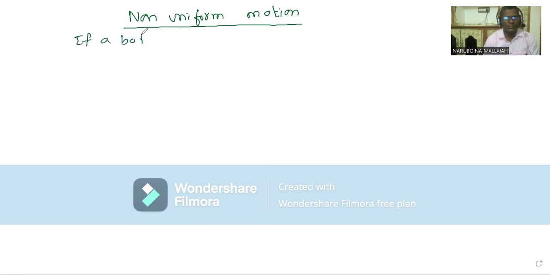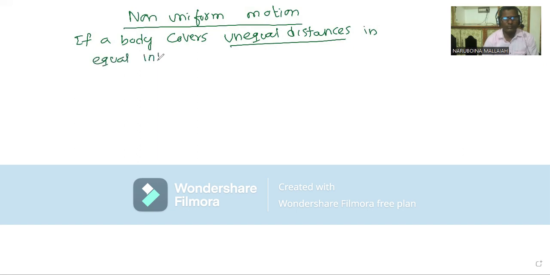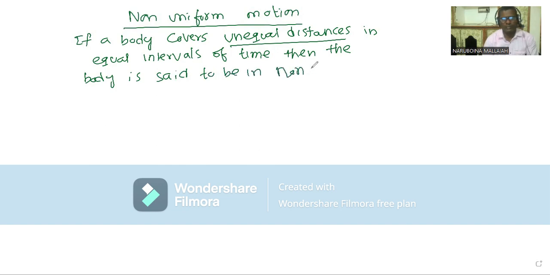If a body covers unequal distances in equal intervals of time, the body is said to be in non-uniform motion.